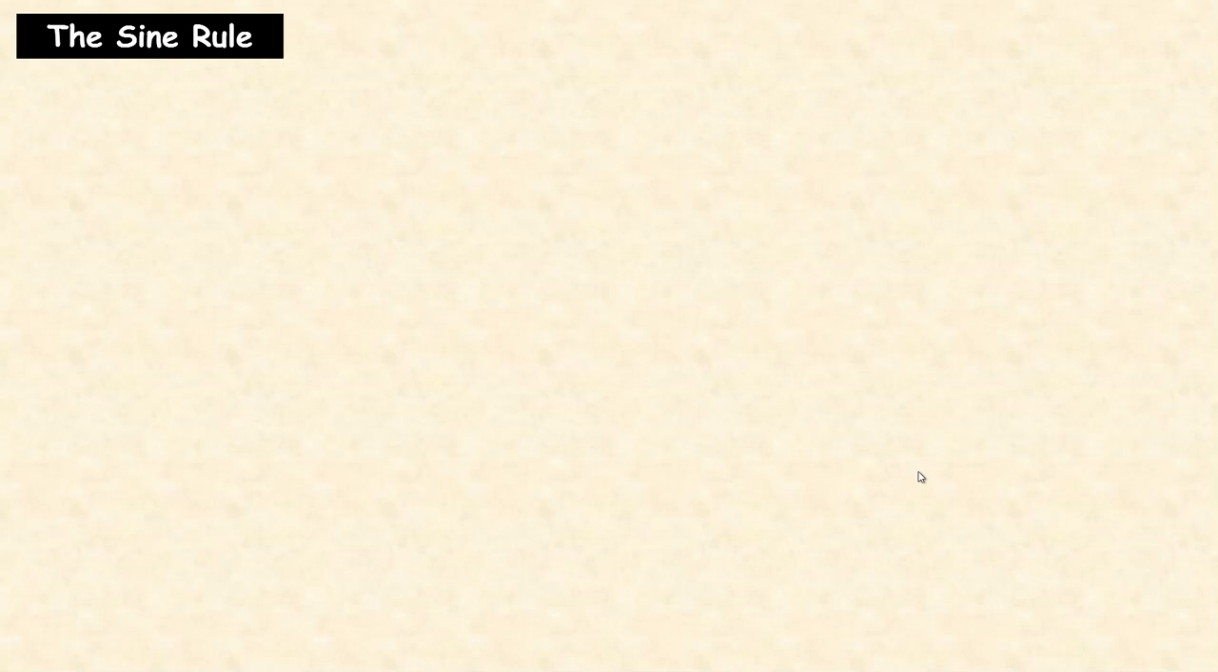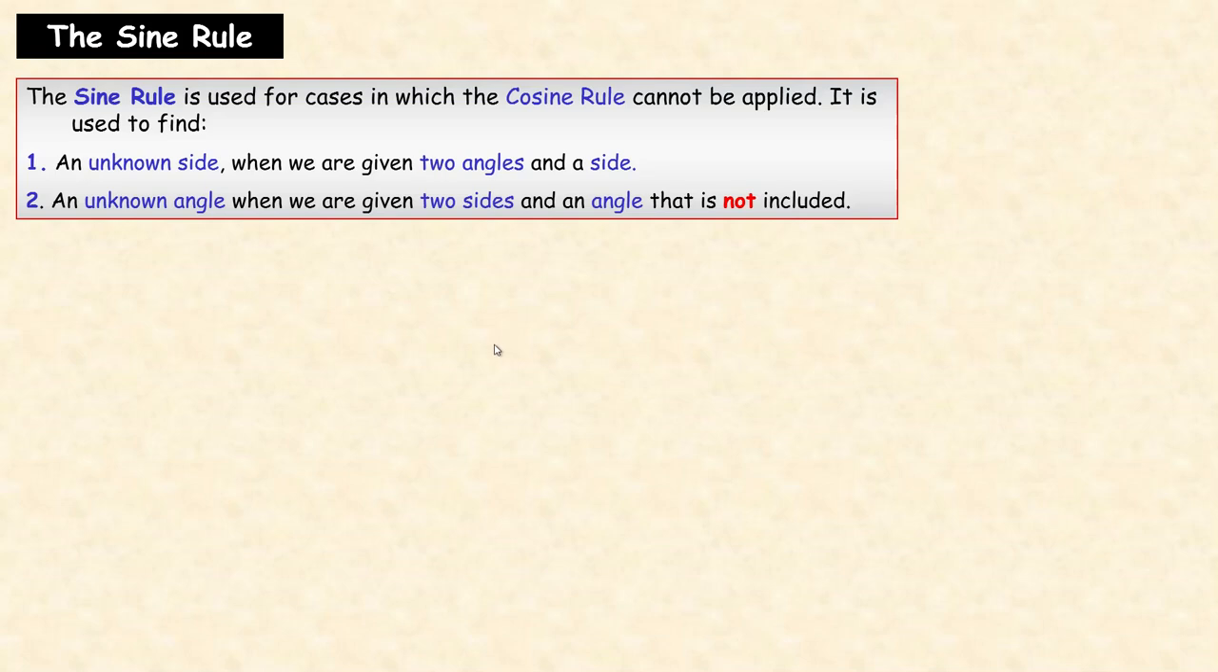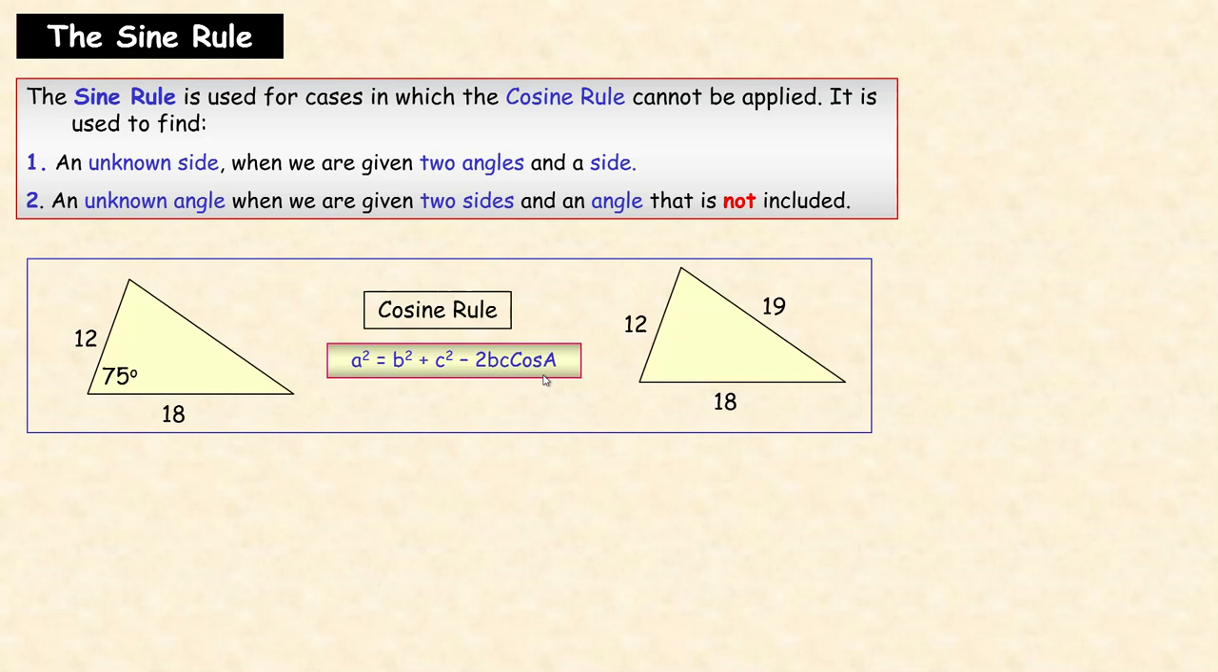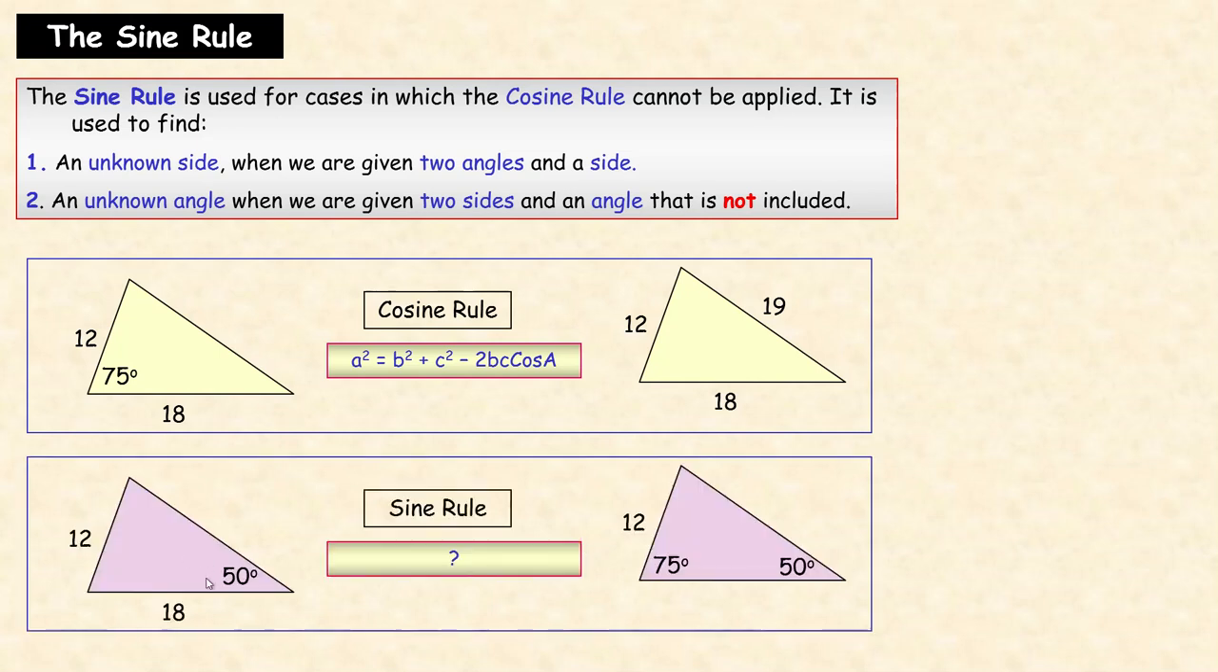So today we're looking at the sine rule, and the sine rule, we use it when we can't use the cosine rule. Now the cosine rule from the last couple of lessons, a squared equals b squared plus c squared minus 2bc cos a. We can use it in this instance here, where you've got two sides and the angle that's in between them, called the included angle, or when you know three sides and you want to find any one of the angles. Now sometimes we've got different information.